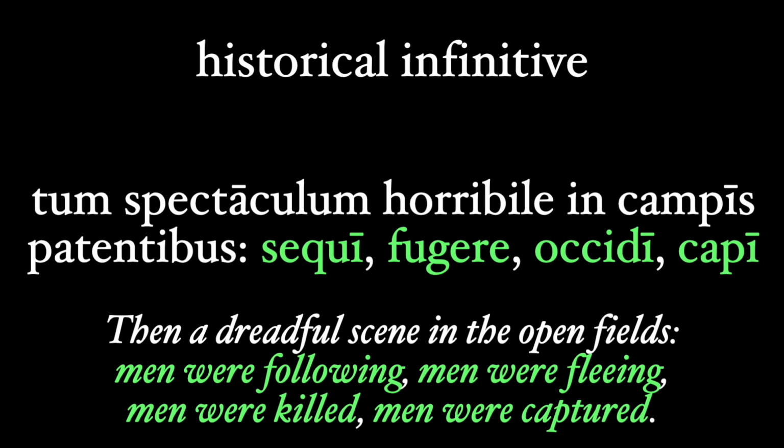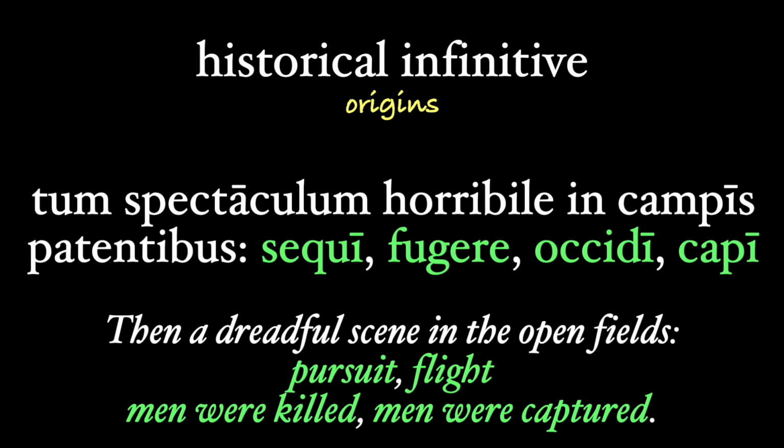And we might get a clue to understand the historical infinitive with this example. Infinitives are originally nouns representing an action, and so here they are functioning in a way in apposition, and that's rule number 1, to the noun spectaculum. Here, let's change around my translation just a little bit to show just the action represented by the first two infinitives, pursuit for sequi and flight for fugere.